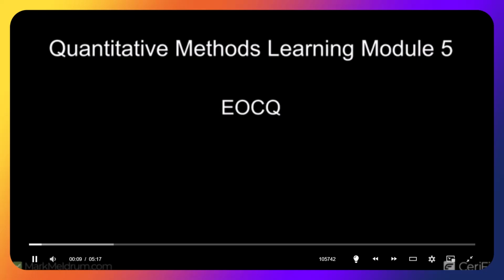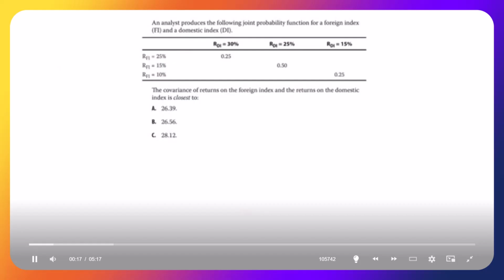Welcome all to Quantitative Methods Learning Module 5, the single EOCQ question. Obviously going to be a short video, but here is that question just in case you struggled with it or struggled how to interpret a joint probability function. We are asked quite simply to calculate the covariance of returns. So this is how we do it.